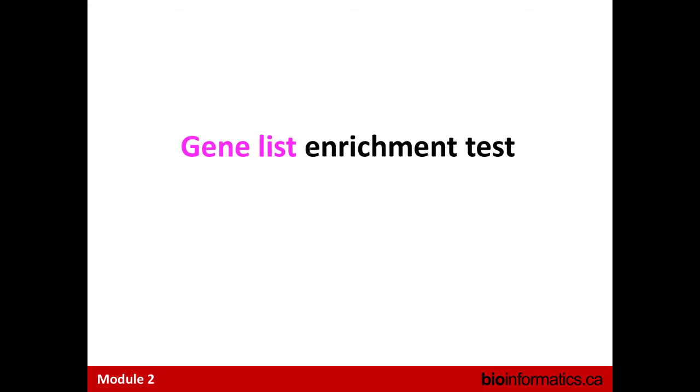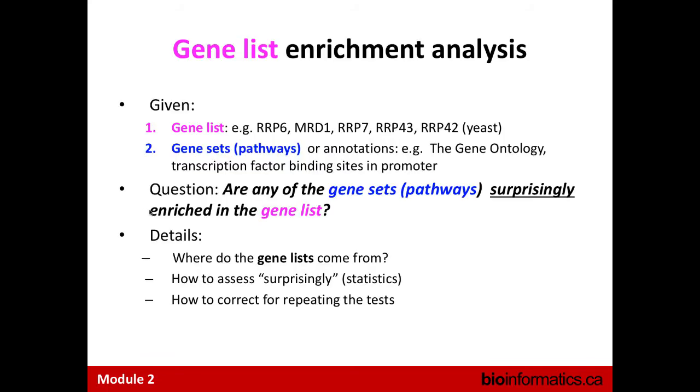So we are going to start with the test that is very simple, the gene list enrichment test. So you have a defined gene list. Given a gene list, given a gene set, are any of the gene sets surprisingly enriched in the gene list? So we are going to see again where the gene list can come from, and more importantly, how to assess surprisingly in statistics. And then we will see the multiple correction.